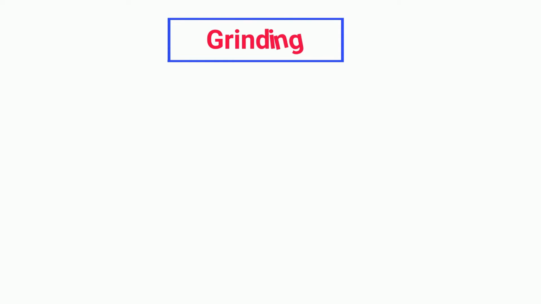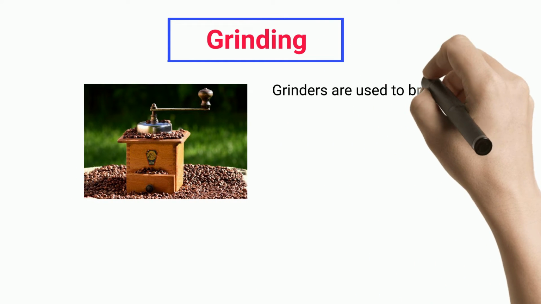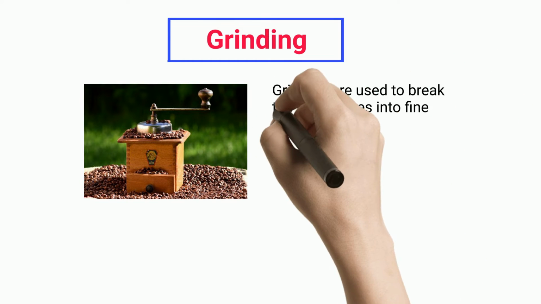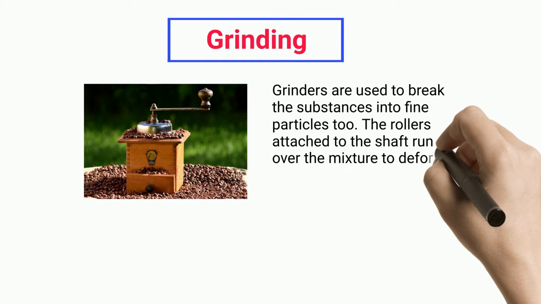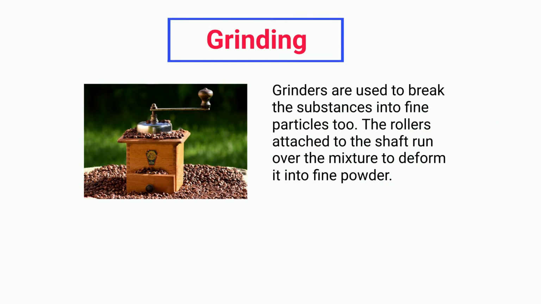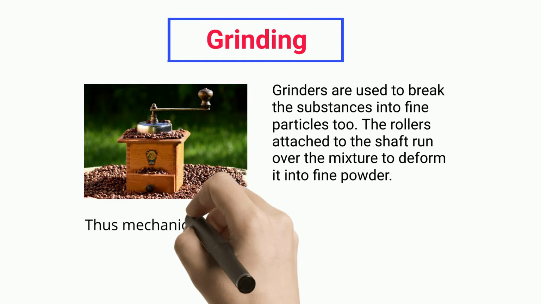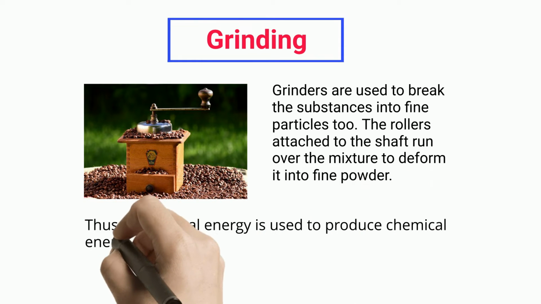Grinding. Grinders are used to break the substances into fine particles too. The rollers attached to the shaft run over the mixture to deform it into fine powder. Thus, mechanical energy is used to produce chemical energy.